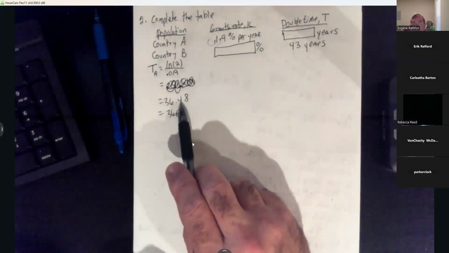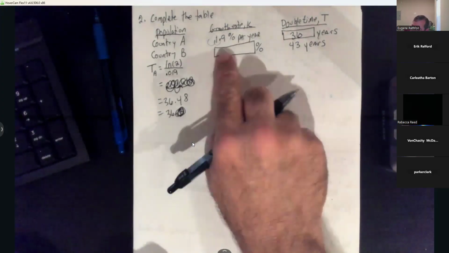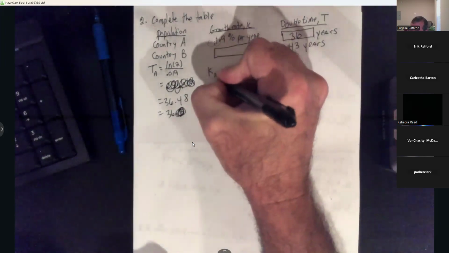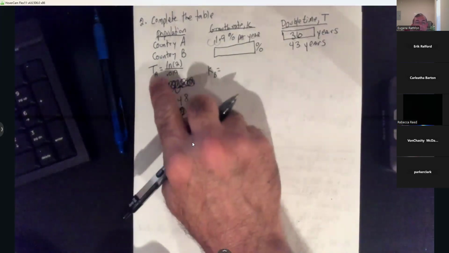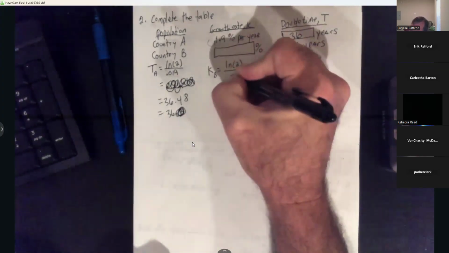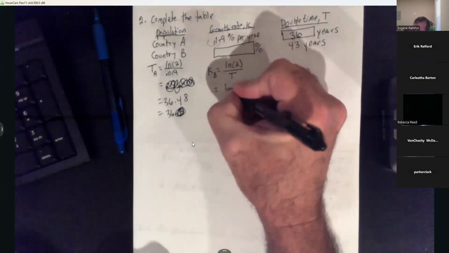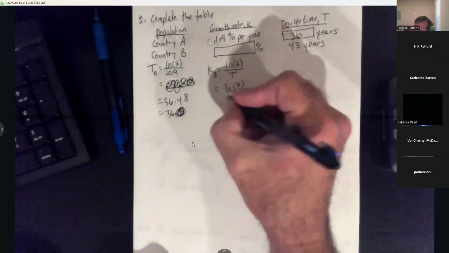So since that's 36.4, the 4 is less than 5, we'll keep that at 36. All righty, so thanks for catching that for me, okay? Now, the second one we got to find is the K for country B. So you ought to find K when you got the double time. It's going to be the ln of 2 divided by that double time, okay? So let's see what we get here. ln of 2 divided by the t they gave me at 43 years.